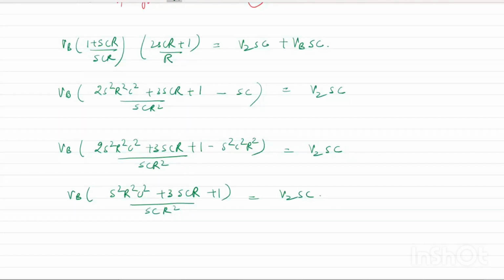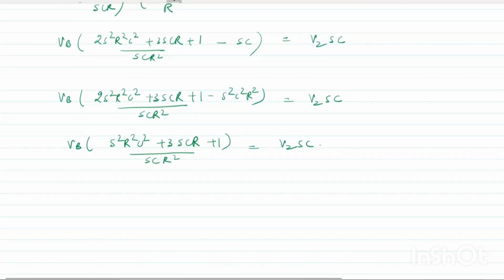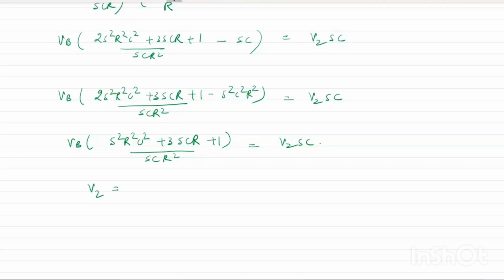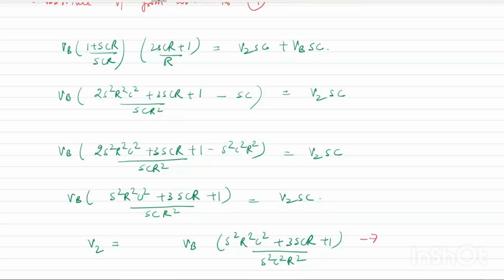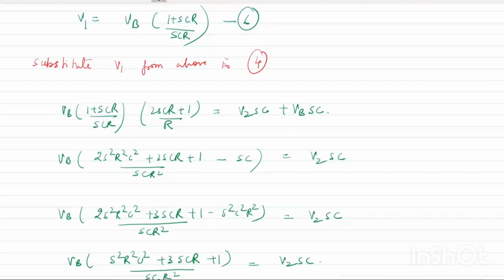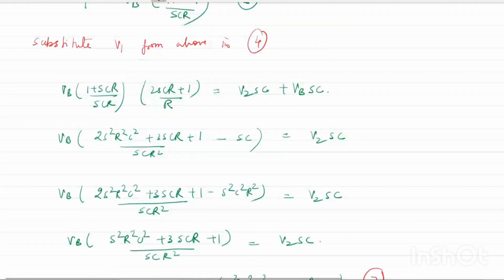Now V2 is unwanted. We have not touched equation 3. From this you get the value of V2. What is V2? V2 is VB (S²R²C² plus 3SCR plus 1) upon S²C²R². This is V2. You name it 7. Now this 7 we have to put in 3, because V2 is unwanted and 3 is pending, right? V1 and V2, that is your equation number 6 and 7, we have to put in 3.